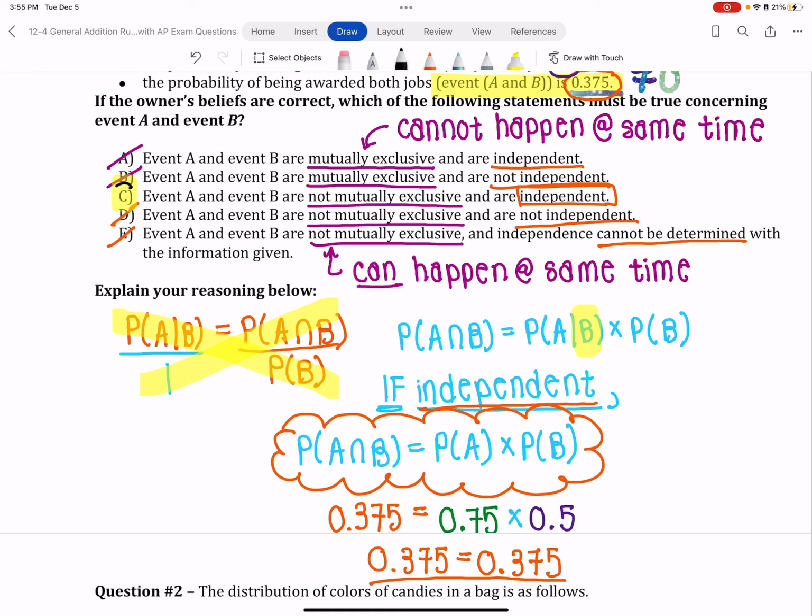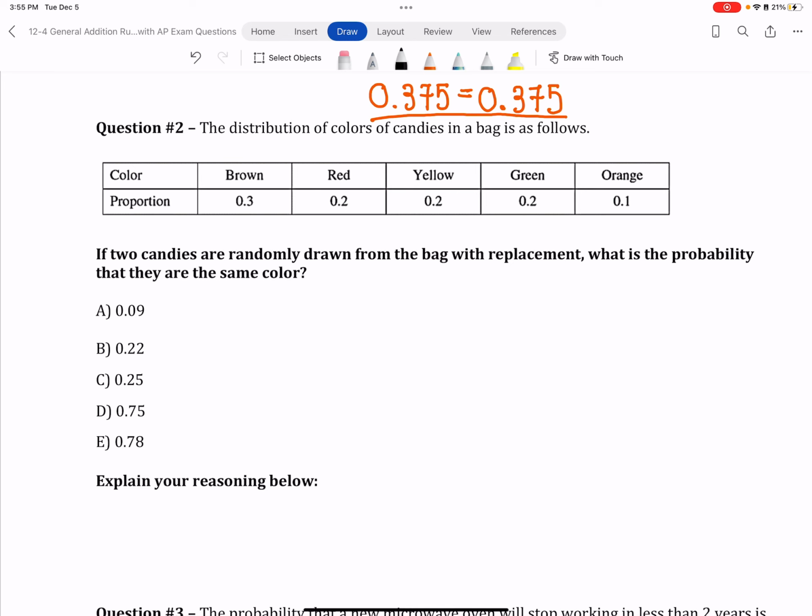Okay, we're going to move on to the next problem. The distribution of colors of candies in a bag is as follows. If two candies are randomly drawn from the bag with replacement, what is the probability that they are the same color? Well, with replacement tells us that the events are going to be independent. One event does not have any effect on the other event because it was done with replacement.